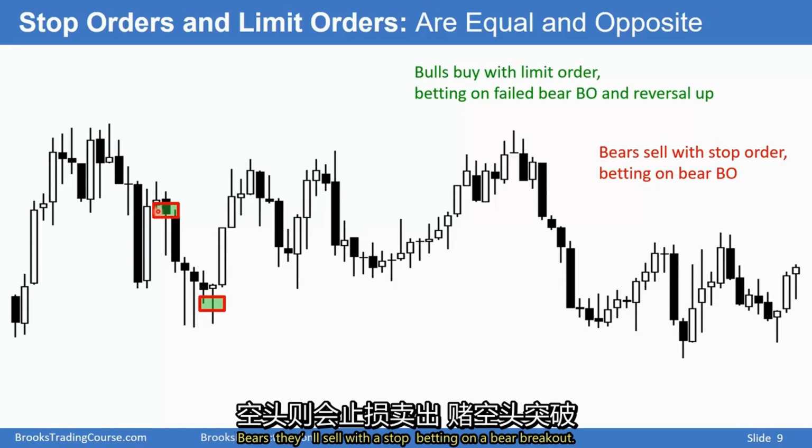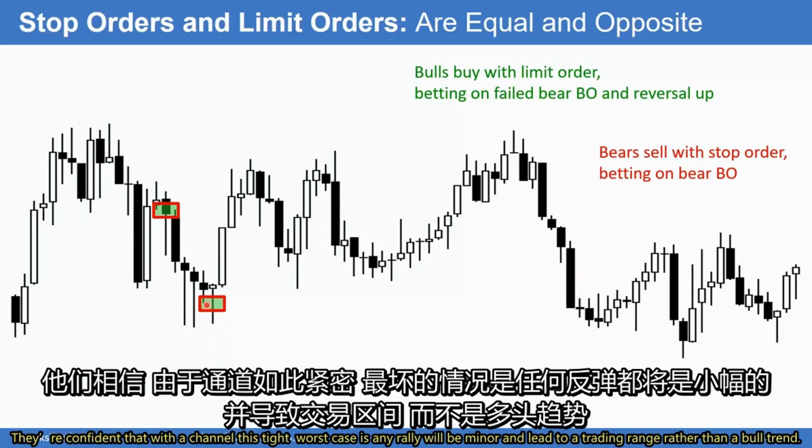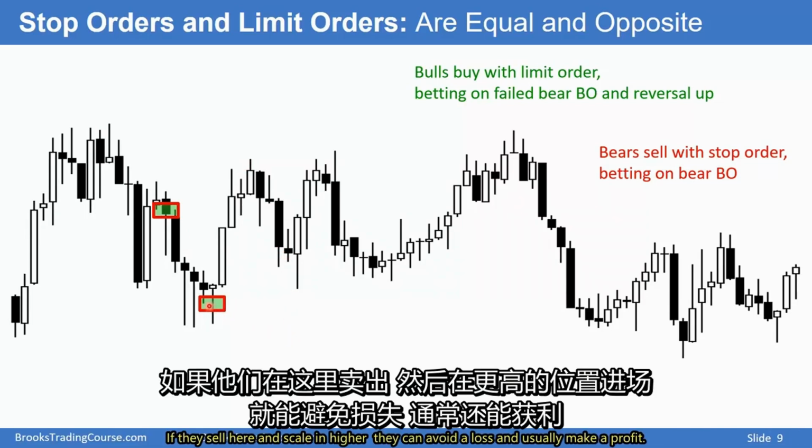Bears, they'll sell with a stop, betting on a bear breakout. Some will even sell down here, hoping that it's a bear channel that just continues down all day. They're confident that with a channel this tight, worst case is any rally will be minor and lead to a trading range rather than a bull trend. If they sell here and scale in higher, they can avoid a loss and usually make a profit.